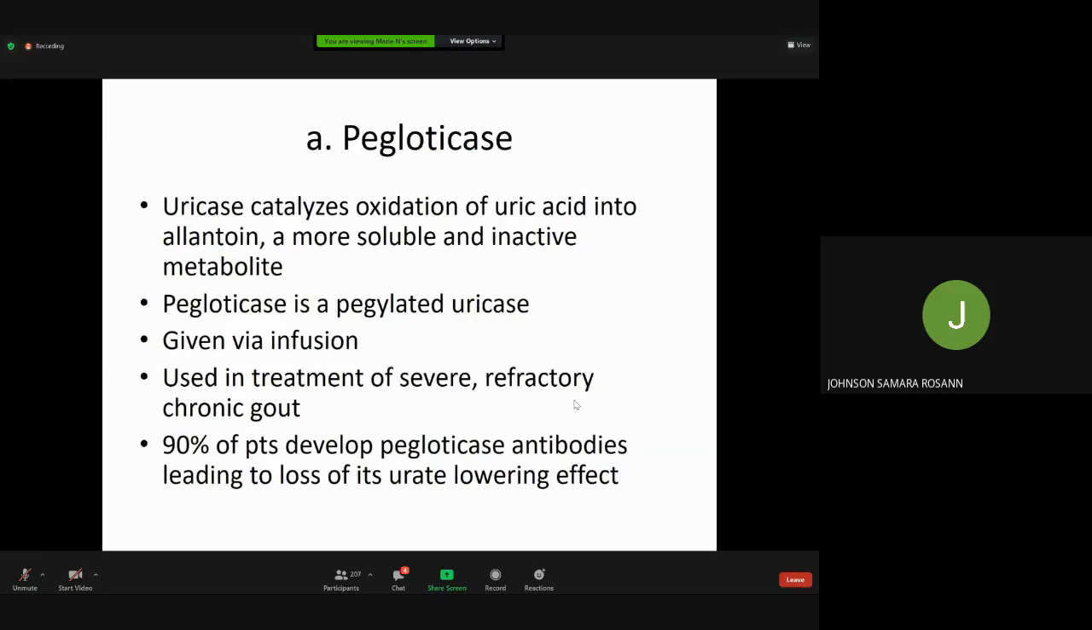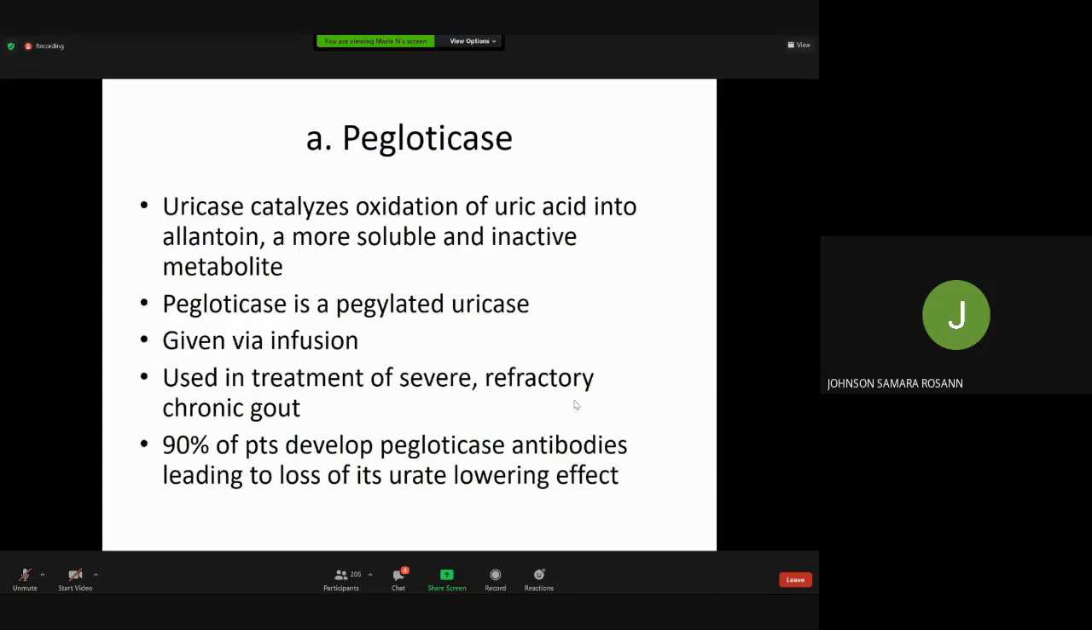So pegloticase is called pegloticase because it is basically the uricase enzyme that's been made synthetically, and then it's pegylated, which basically increases its half-life. It's given via infusion, so this is not something that you take orally. It has to be given via an IV infusion. Like I've said before, it's used in treatment of refractory chronic gout. You're just not achieving reduced levels, even with combination therapy with xanthine oxidase inhibitors plus uricosuric agents.